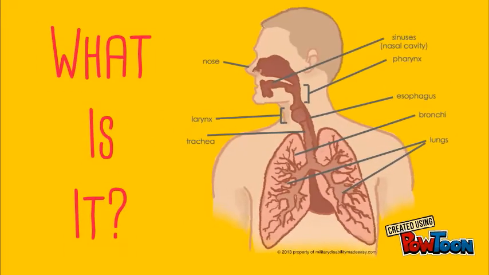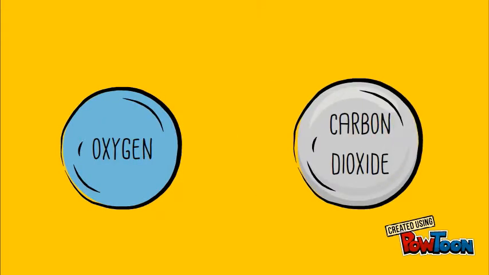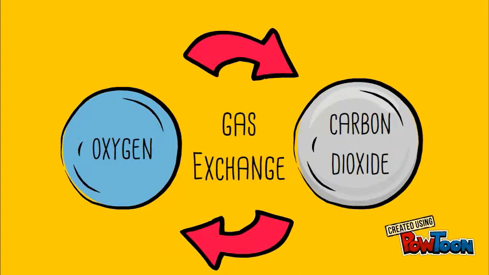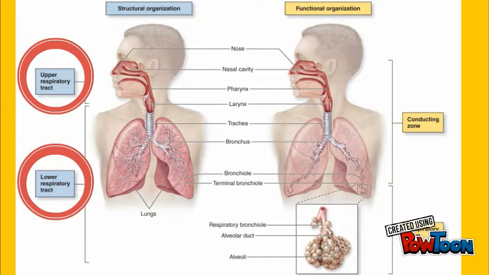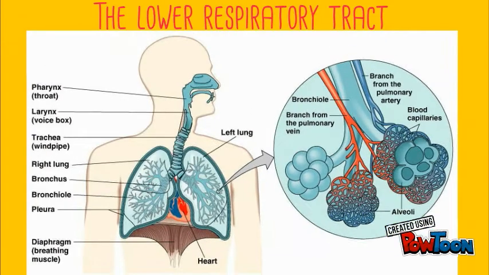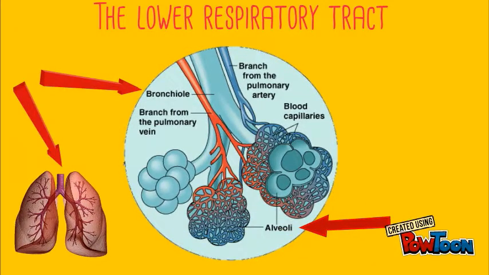So what's this breathing process all about? One word: respiration. Respiration is the sequence of events that results in the exchange of oxygen and carbon dioxide between the atmosphere and the body's cells. The respiratory system consists of the upper and lower respiratory tracts. The upper tract consists of the nose and nasal cavity, the paranasal sinuses, the pharynx, the larynx, and the epiglottis. The lower tract consists of the trachea, the bronchi and the bronchioles, the alveoli and the lungs. This is what we will be focusing on.